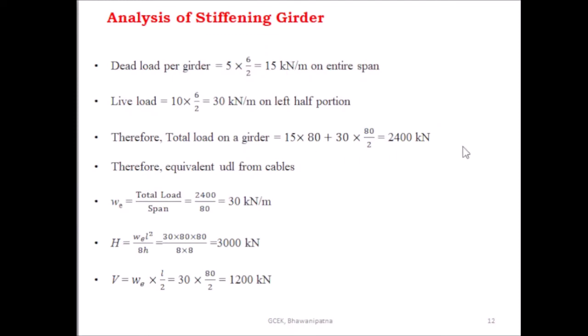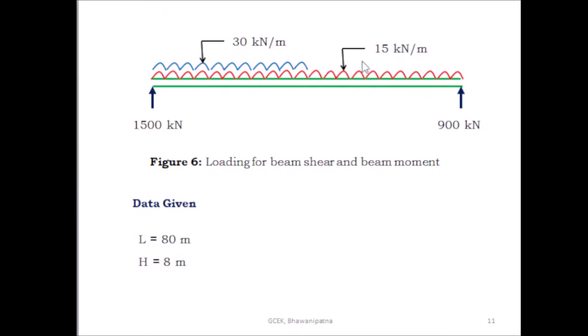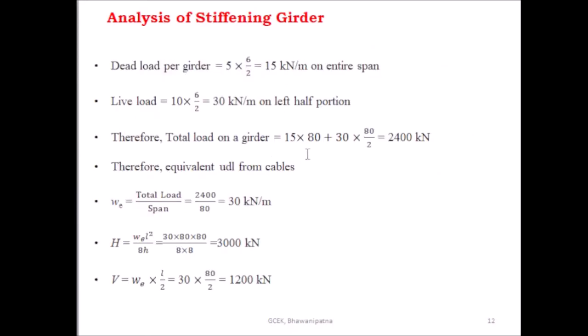Then you can find out the total load on a girder. This is the dead load, 15 kN/m, and this is the live load, 30 kN/m. So what is the total load on the girder? 15 into 80 meter plus 30 into 40 meter, this is equal to 2400 kN.